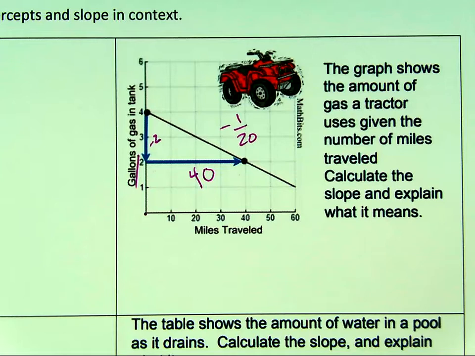So we know the slope, but what does it actually mean? So the 1 represents gallons in the tank, so we're losing 1 gallon of gas for every 20 miles that we travel. That's what the slope means. We're using 1 gallon of gas for every 20 miles on the road. Okay, so we're getting 20 miles to the gallon. You'll hear people talk like that. Oh, what's your miles per gallon? 20 miles to the gallon.